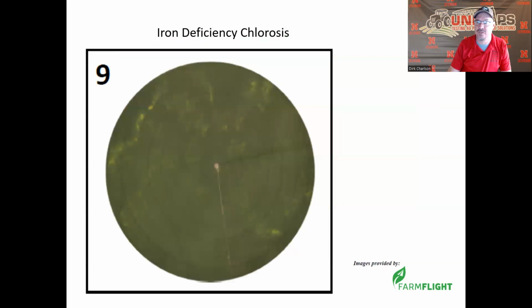Number 9, the answer is iron deficiency chlorosis, and that is indicated by these irregular yellow areas in the field. Iron deficiency chlorosis results in the soybeans' inability to take up iron, which then causes them to turn yellow.